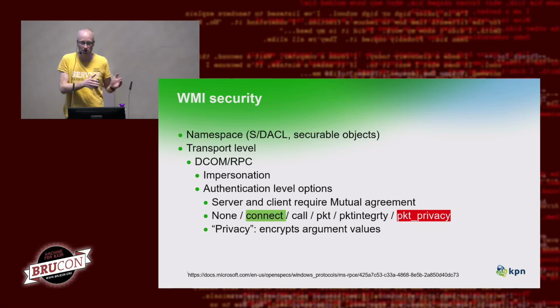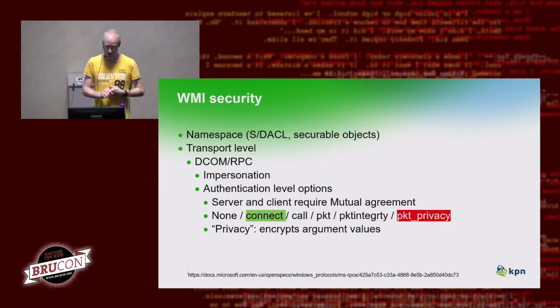But since we focus on detection on a transport level, what can we do in order to secure the transport level part? Now there are several things we can do, like impersonation on DCOM level. But the most relevant I found is what we can do in terms of authentication level options. And it appears that several levels of authentication can be applied. It varies from none to packet privacy. And the default is considered connect.